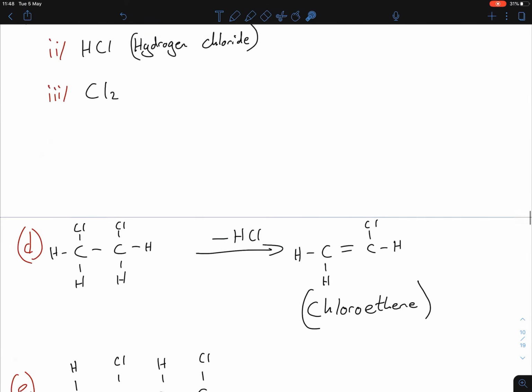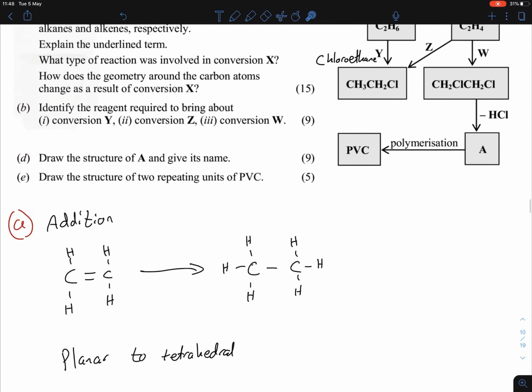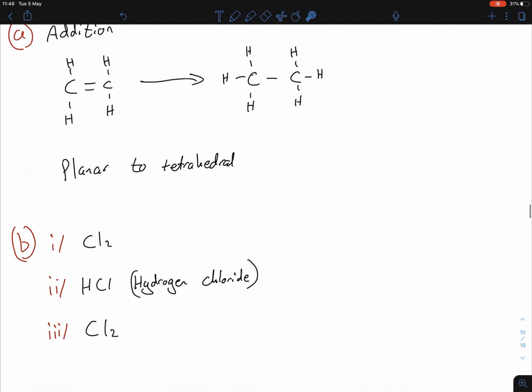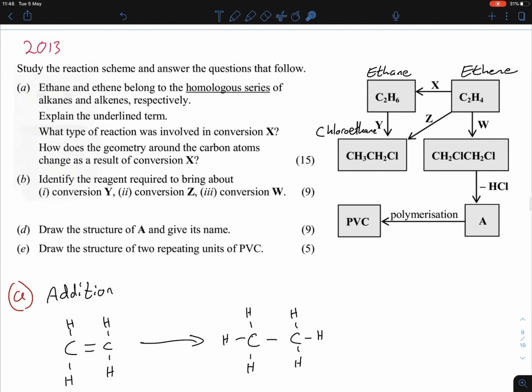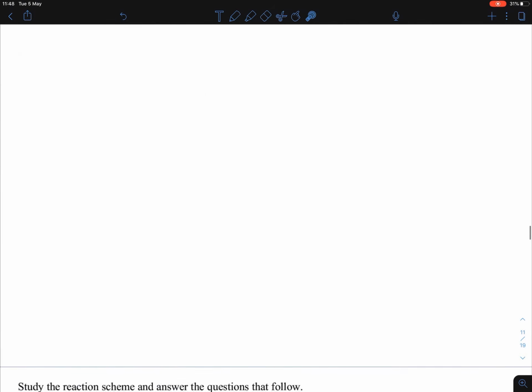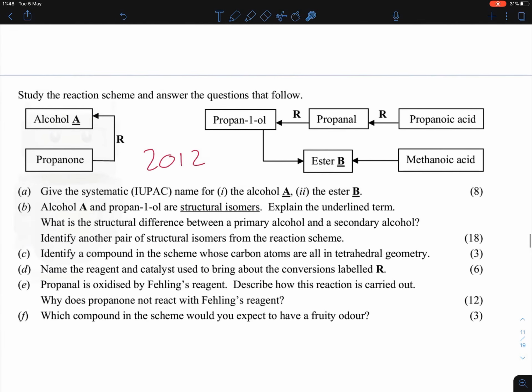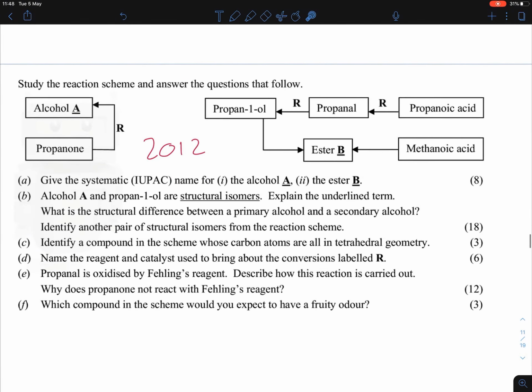Have I anything else to say on that? Not really. To be honest, that's all that can really be asked for this. You could be asked the mechanism as well, which I do go into some detail in types of reactions in organic chemistry and the conical flask. Okay, so look, we've finished with 2013 there. Let's soldier on to the next one, which is 2012. Oh yeah, I have it here.